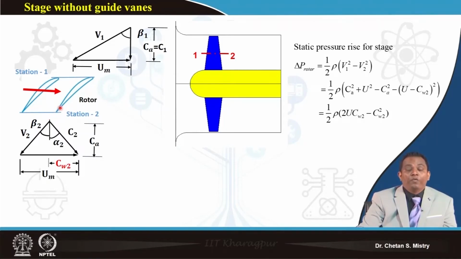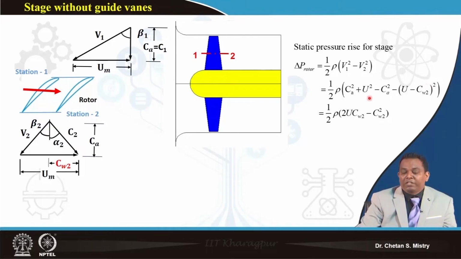Now here we are representing our static pressure rise. When I say static pressure rise in my rotor, as we have discussed, my relative velocity component is responsible for generation of my pressure rise. So that's what we are writing as half rho V1 square minus V2 square. Now this V1 I can represent from this velocity triangle using Pythagoras. I can write down CA square plus U square, minus this V2, which we can represent in terms of this equation.